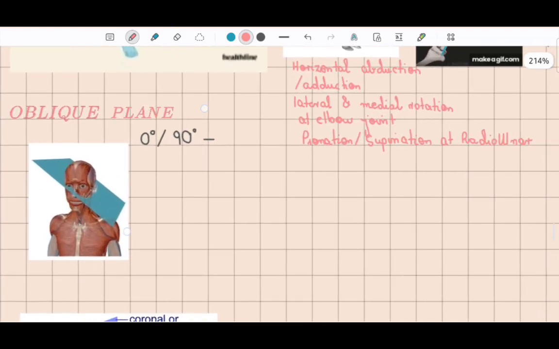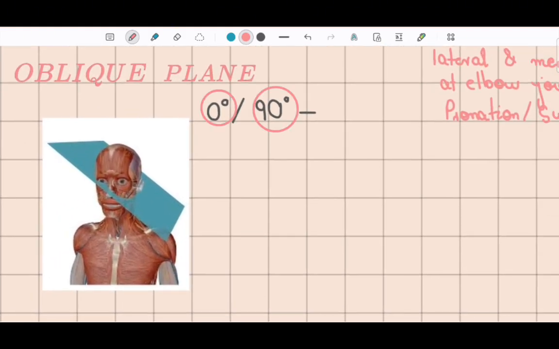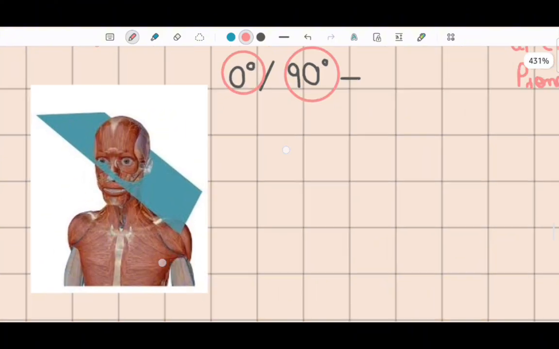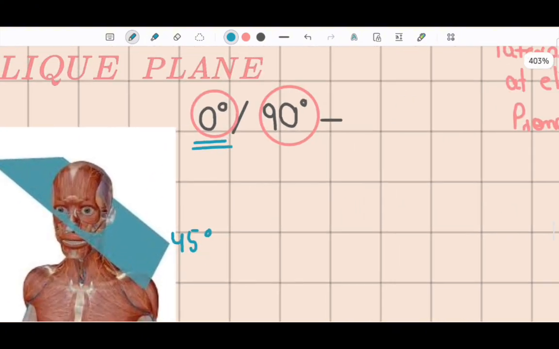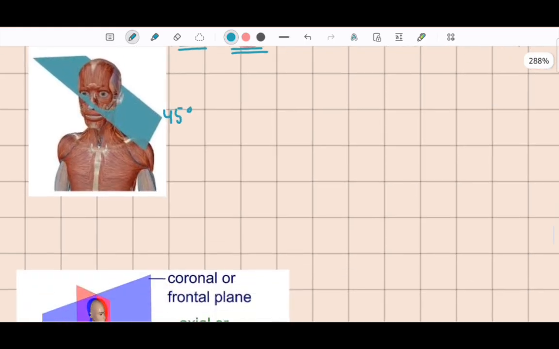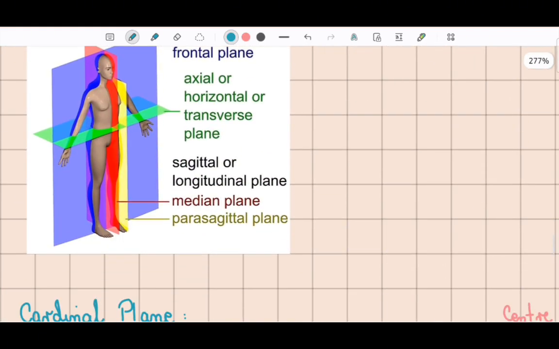Now we are left with one more plane, that is the oblique plane. The oblique plane is basically any plane which is dividing the body at any angle except 0 degree and 90 degree. As you can see here, it's dividing the body at almost 45 degrees. So that is your oblique plane. If it's not 0 degree and not 90 degree, and any other angle is included here, that's your oblique plane. The simple definition of the oblique plane is this.